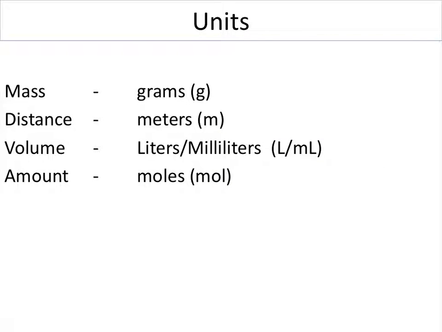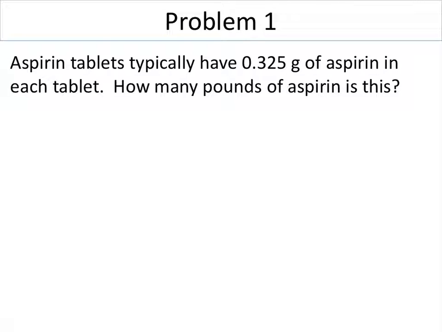Typical units for mass, we'll use grams. For distance, we use meters or centimeters. Volume, we often use liters or milliliters. For amount, we use moles. These conversions are not necessarily chemistry specific. They're just to teach us or refresh your memory on how to do conversions as a skill.